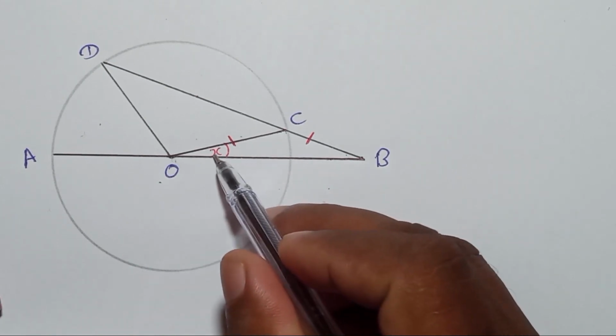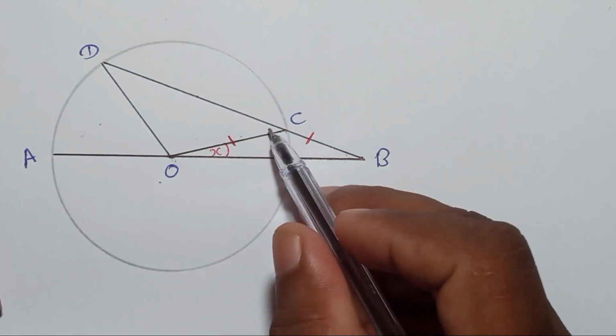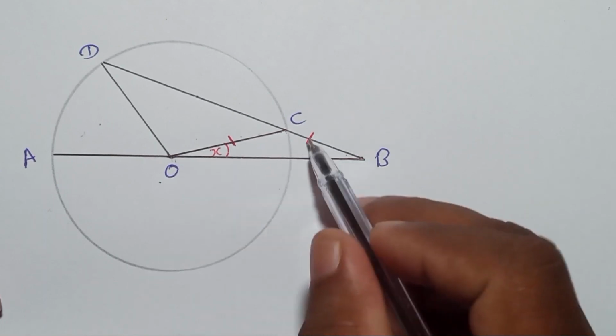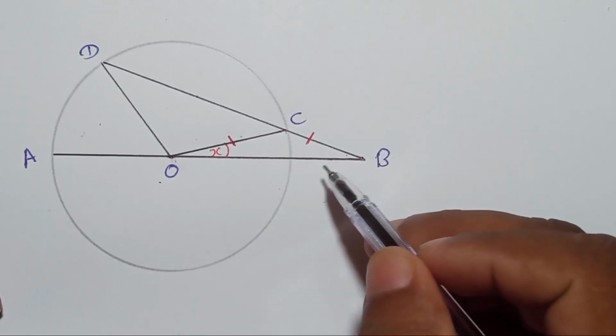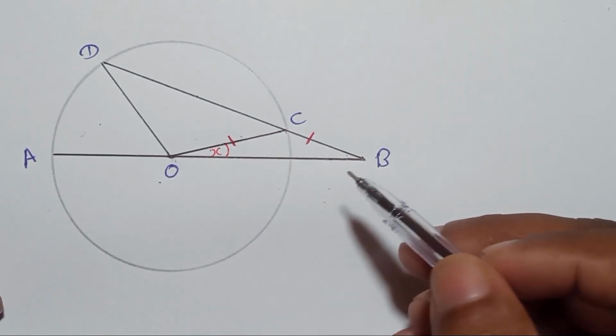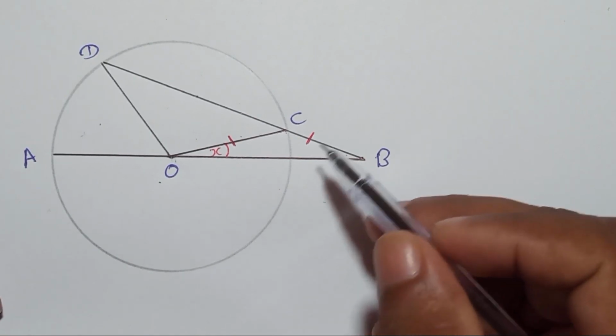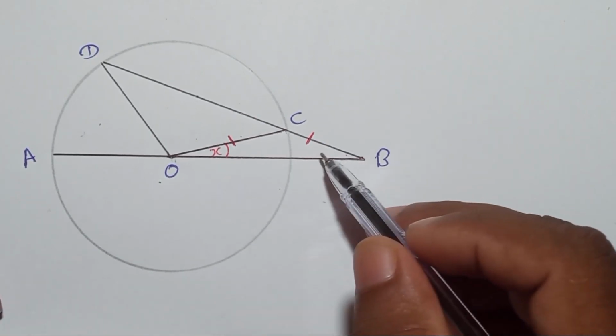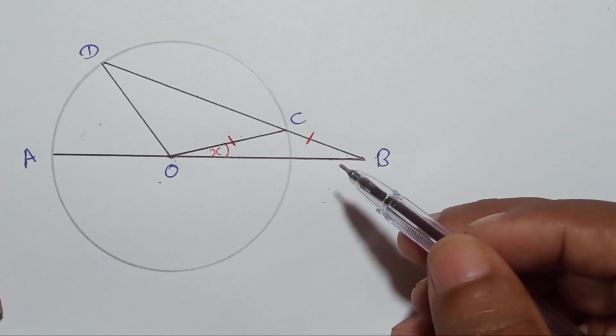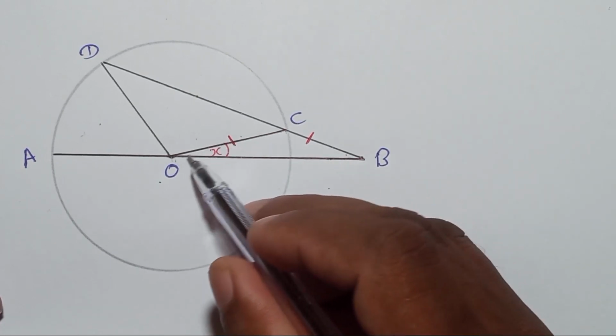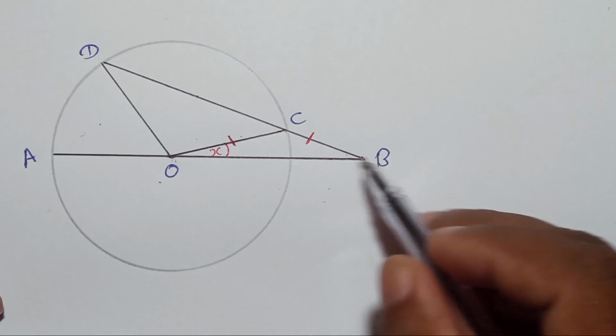Now you can see here this is x, no? And also this line and this line are equal. Yeah, it does not look equal, but you have to think they are equal because they give data that these two are equal, and also they tell us the diagram is not to scale. Okay, now OC and CB are equal, no?